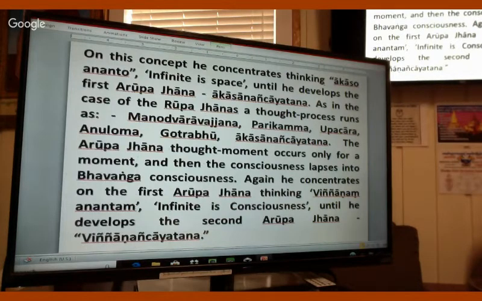thought process again and again like this: Akasa, Anando, Akasa. Because the image is Akasa, hollow, in his mind. So that's why Akasa Anando. Anando means infinite. Anando means infinite. That's why we say in Pali, Buddha Guno Nando. Yeah, the quality of Buddha is infinite.